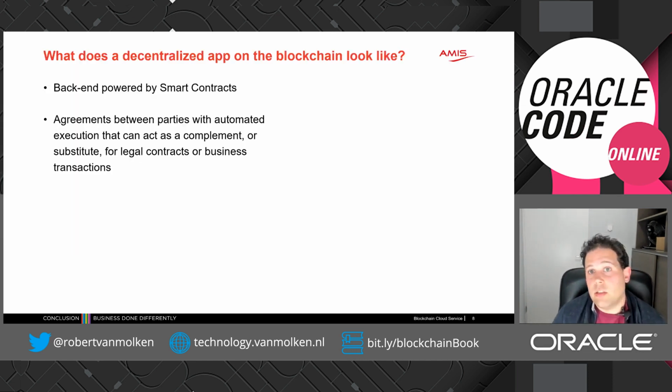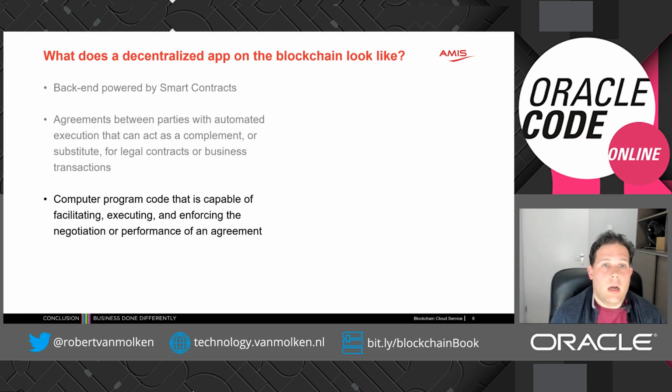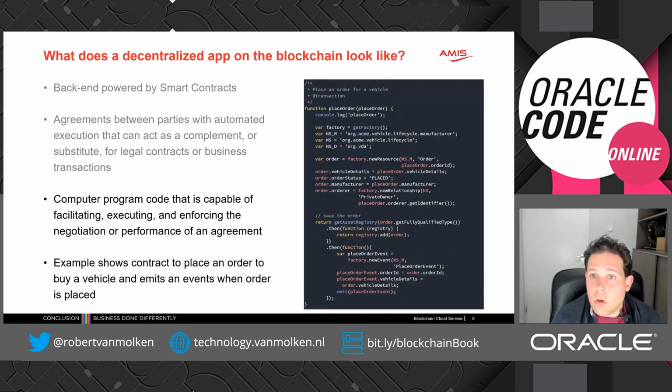So what does a decentralized app on the blockchain look like? So the backend is powered by smart contracts. And smart contracts are agreements between parties with automated execution. And they can act as a complement or even a substitute of legal transactions and legal contracts and business transactions. A smart contract is basically computer program code, and it's capable of facilitating, executing, and enforcing the negotiation and performance of an agreement.